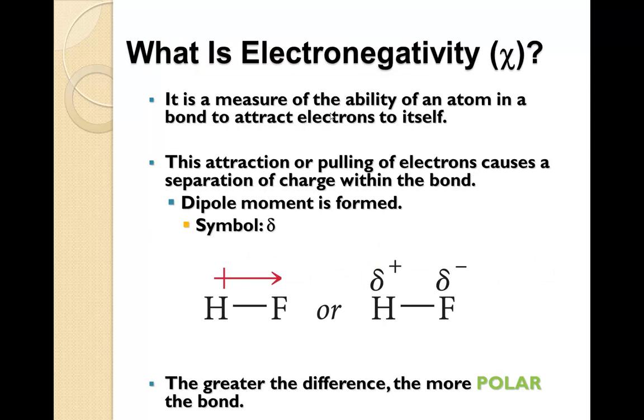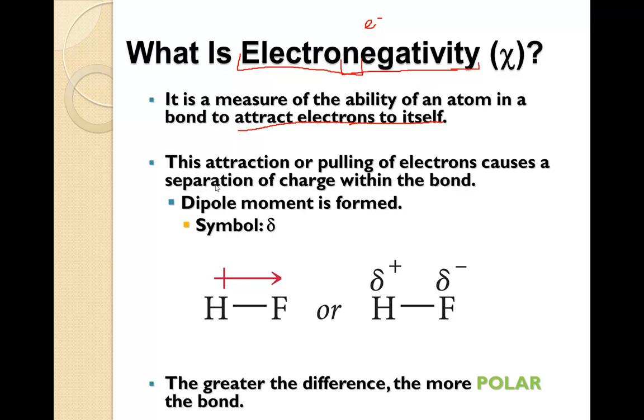Alright, I mentioned the word electronegativity in the previous slide. So what exactly is it? It's the measure of the ability of an atom in a bond to attract electrons to itself. So let's break down that word. You'll notice electron is in it. Also negativity is in it. Electrons are negatively charged. So the atom is becoming more negative with the more electrons it has, or the more electronegativity it has.